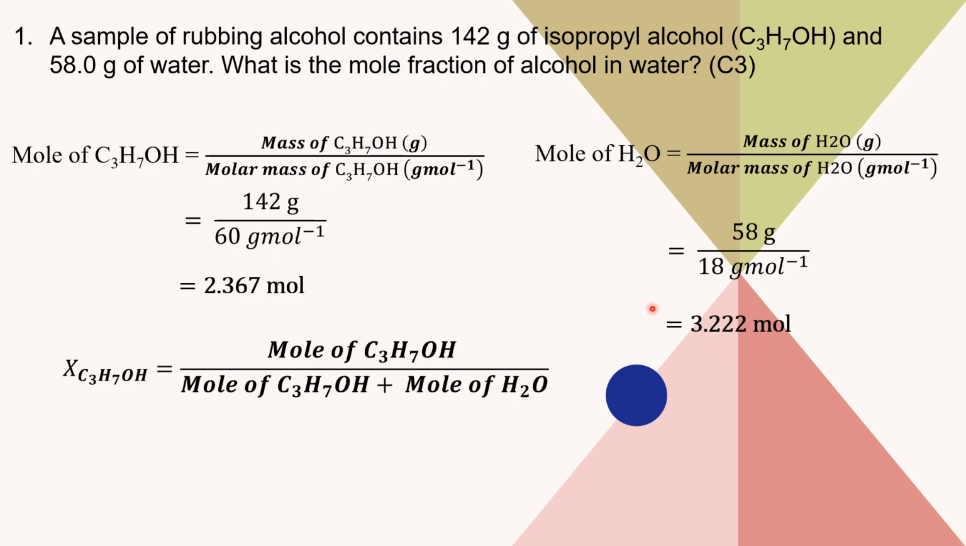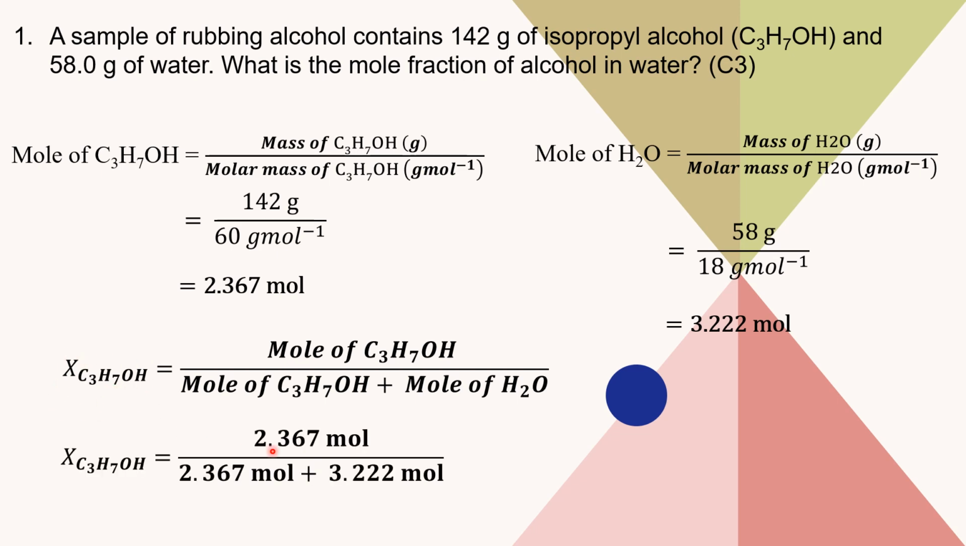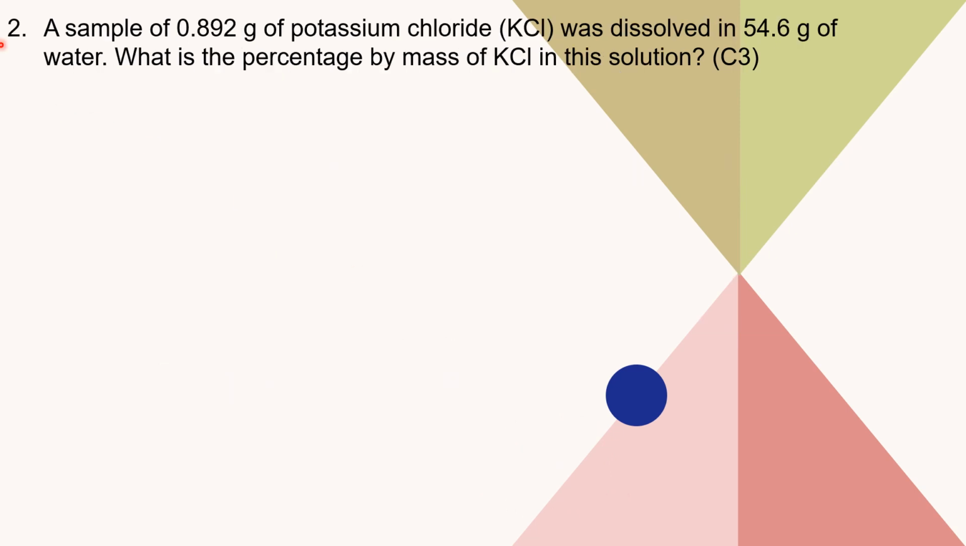So substitute the mole calculated to the mole fraction, which is 2.367 mole of alcohol divided by total mole of the above components, which is this quantity plus this quantity. So you will get the final answer 0.4235. The mole fraction has no unit, because mole divided by mole, so the unit is cancelled. So no unit for mole fraction. So continue with question number 2.